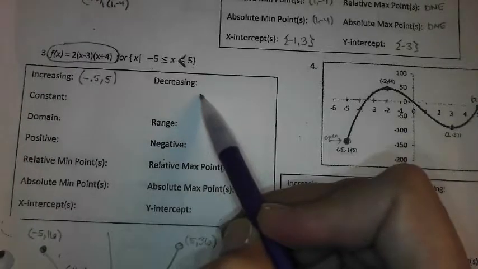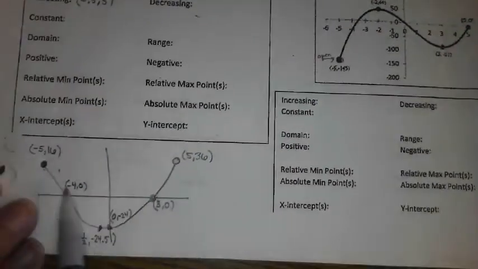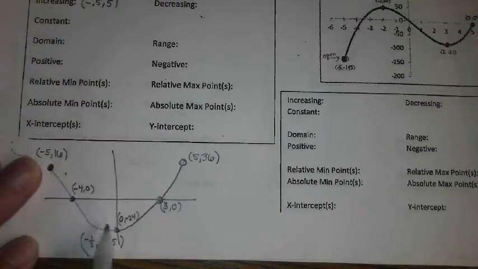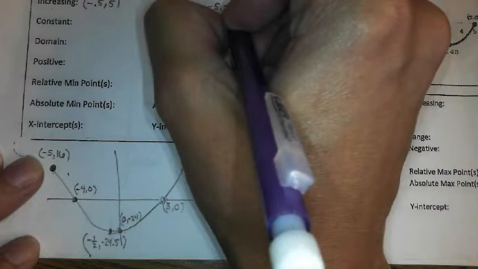Decreasing. What do we think for decreasing? Lydia? Not to 0, because it starts to increase right here. It's just -5 up until the vertex, which was at -0.5. -5 to -0.5.